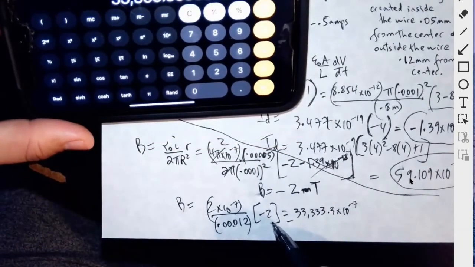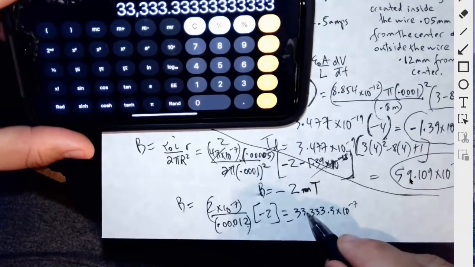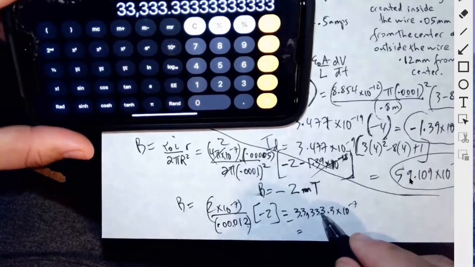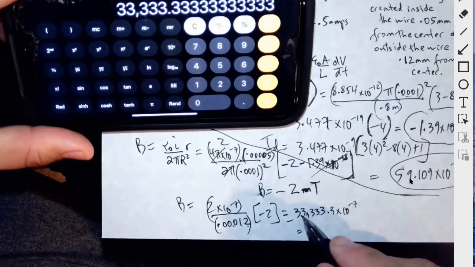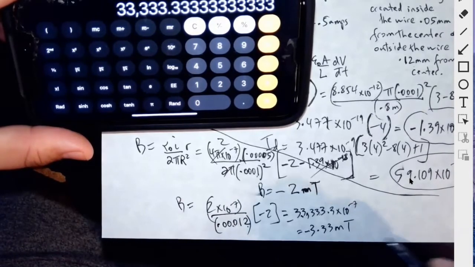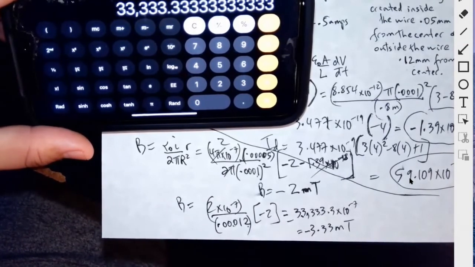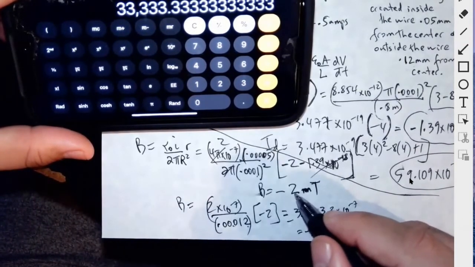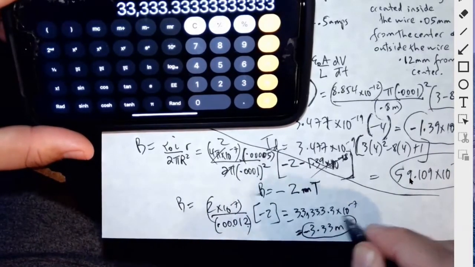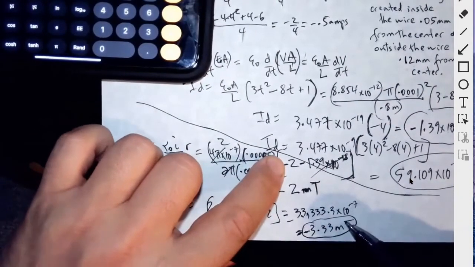So counting the zeros, 1, 2, 3, 4, then it'll be -3.33 milliteslas. So it's actually bigger than inside the wire at that location. -3.33 milliteslas.